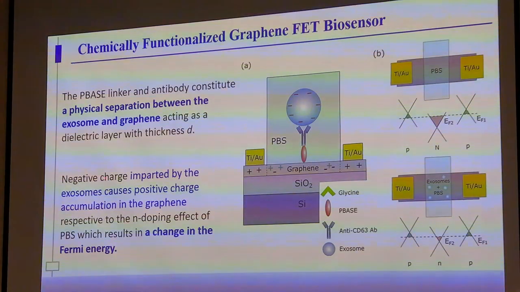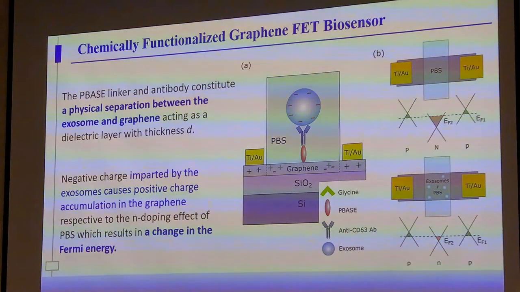And here the negatively charged exosome causes positive charge accumulation in the graphene, and that's respective to the endoping effect of PDS, which results in a change in the Fermi energy level. And that's demonstrated here. The shift is larger here, and here the shift is again smaller.